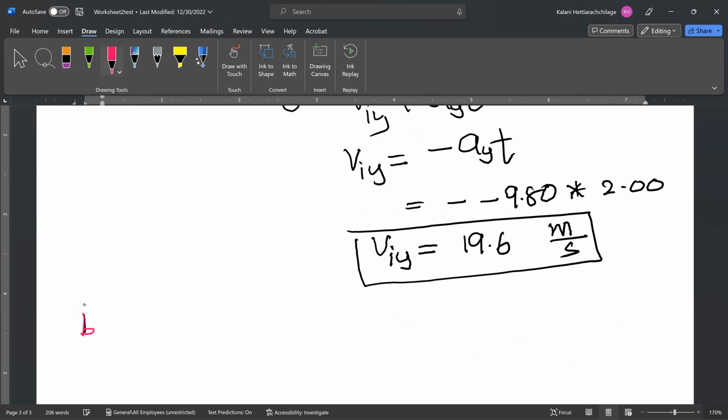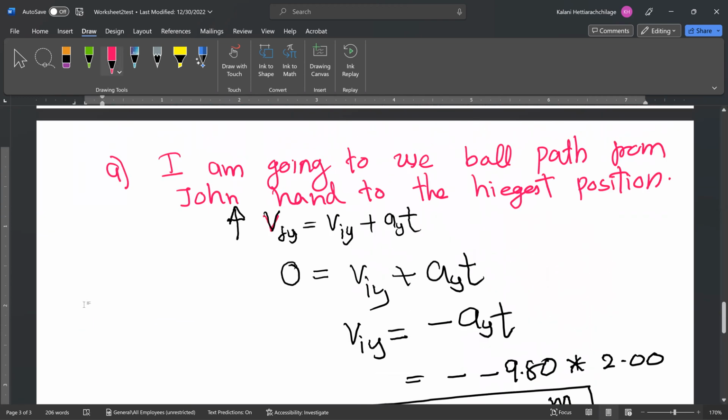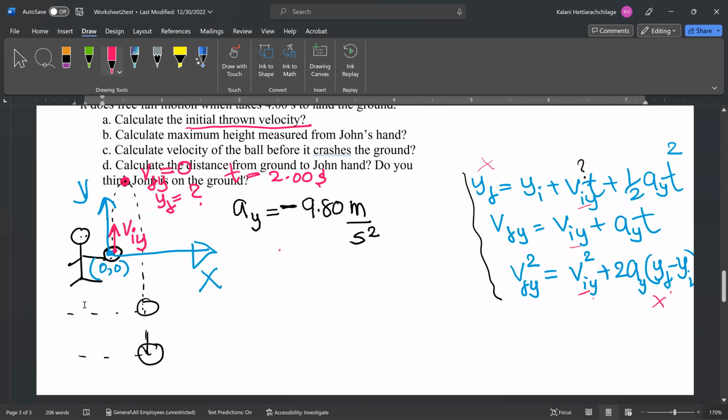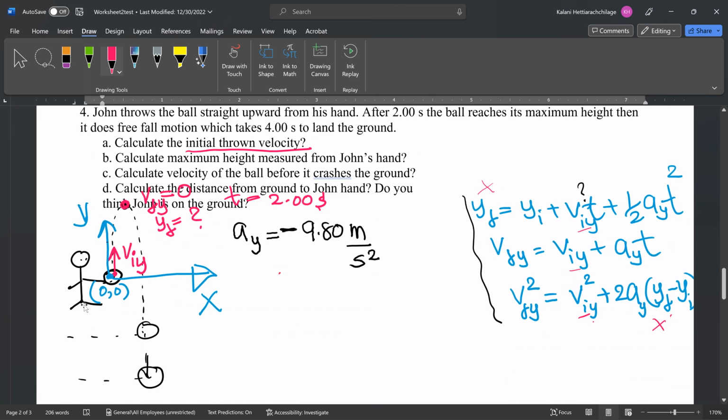You can redraw it after reading it, or you can just go up and see what the problem is, right? So now the second part: calculate the maximum height measured from the John's head. According to your figure, it is asking for y final. So now you know the v initial, v final, and the time. You also know the y initial, because we start at y initial equal 0.